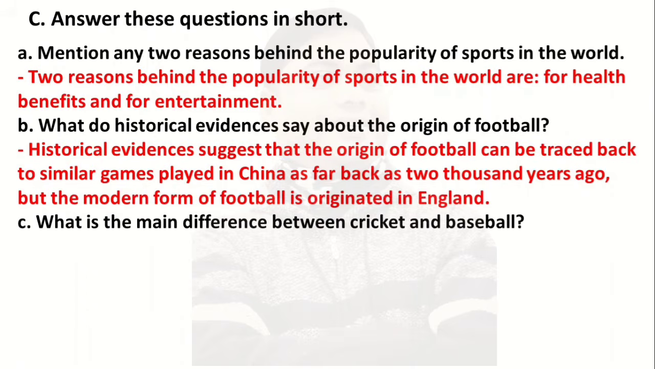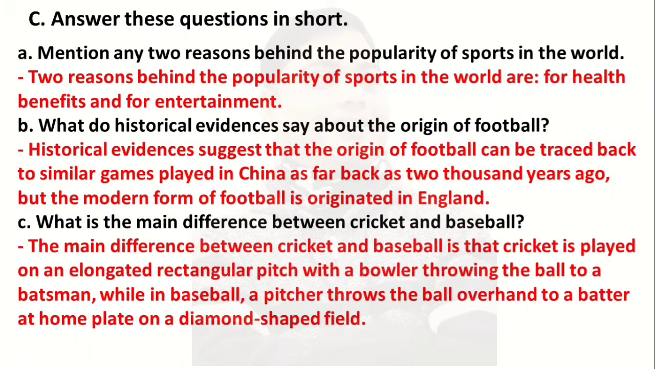Next, what is the main difference between cricket and baseball? The main difference between cricket and baseball is that cricket is played on an elongated rectangular pitch with a bowler throwing the ball to a batsman, while in baseball a pitcher throws the ball overhand to a batter at home plate on a diamond-shaped field.